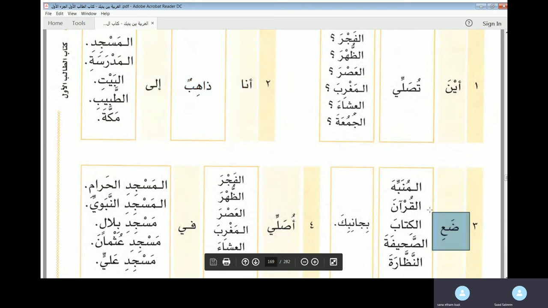Makkah. We don't say إلى المكة. There's no, I don't think you use that here. Yes, there is no alif lam with Makkah, that's why we are not saying ila al-Makkah.